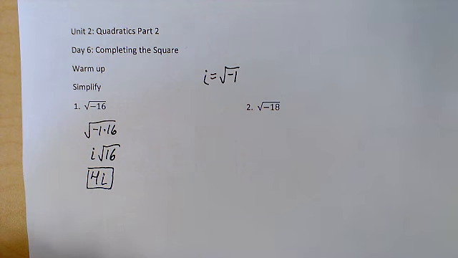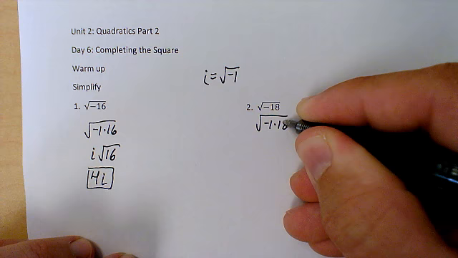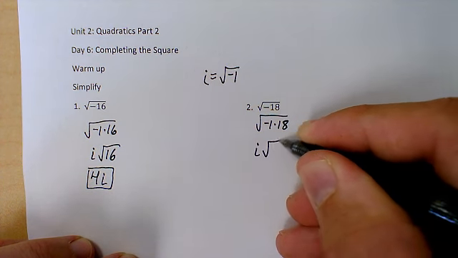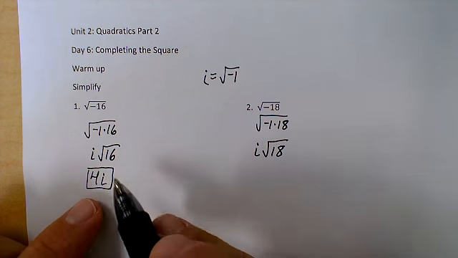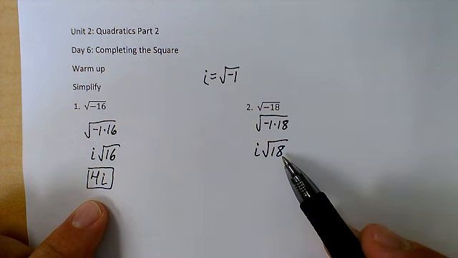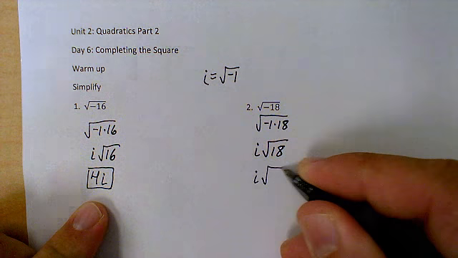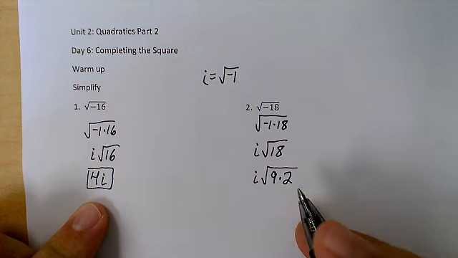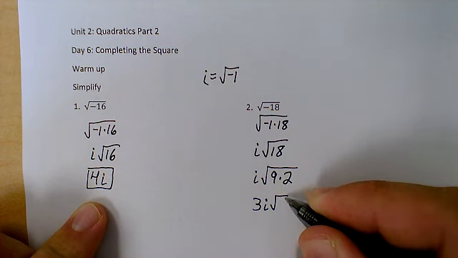Alright, number 2, same thing. Let's first of all rewrite that as the square root of negative 1 times 18. Then I can represent the square root of negative 1 with i, so i times the square root of 18. Now, 18 is a little different than 16. This is an irrational number since I cannot take its square root, but I can divide it by a perfect square, which is 9. 9 goes into 18 twice. And then I'll square root the 9, which is 3. So 3i times the square root of 2.